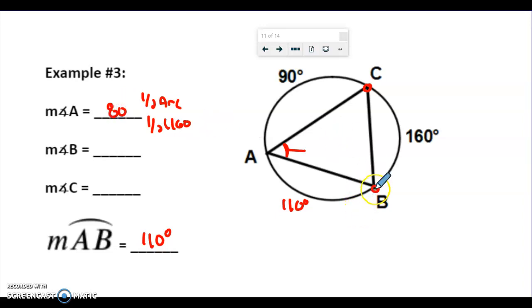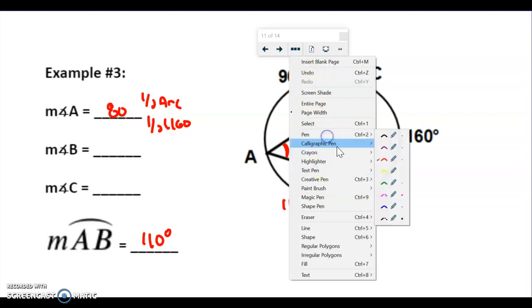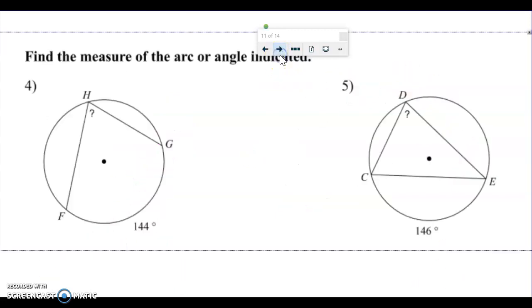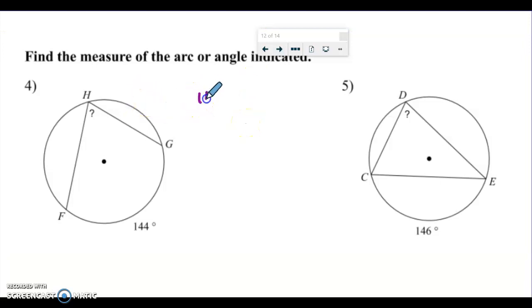All right, let's look at angle B. Angle B is right here. And it looks like it goes through this point C and A. So we're going to be looking at half of 90, which is 45. Okay. And then C is half of 110, and that's 55.